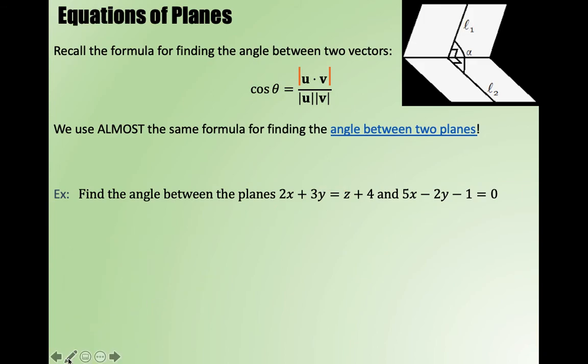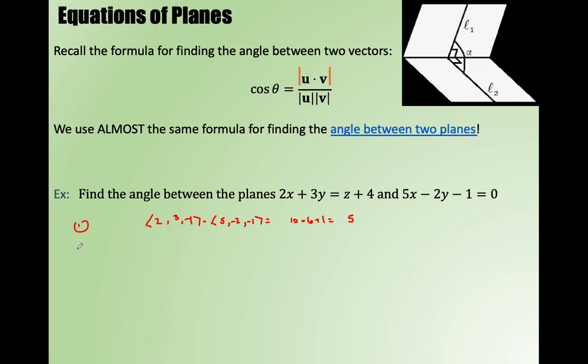I didn't mean to raise it all, gosh darn it. I'm dotting 2, 3, negative 1, dot 5, negative 2, negative 1, and I get 10 minus 6 plus 1, not plus 0, you dippy. So I end up with 10 minus 6 is 4 plus 1 is 5.